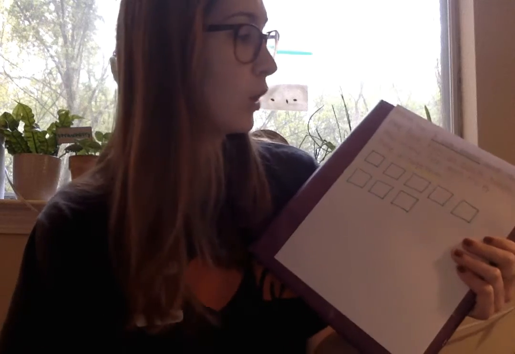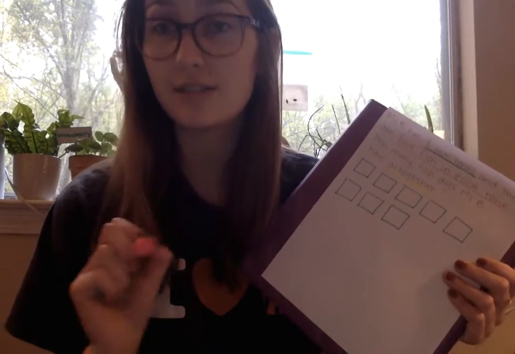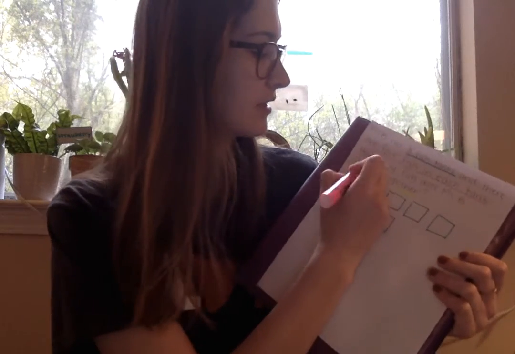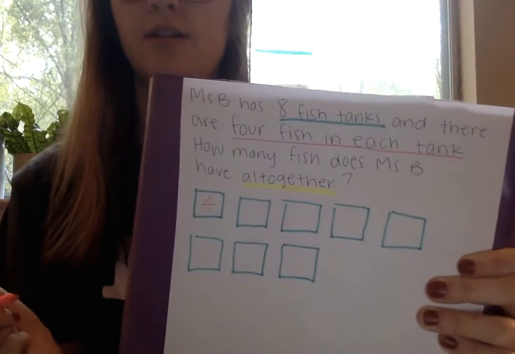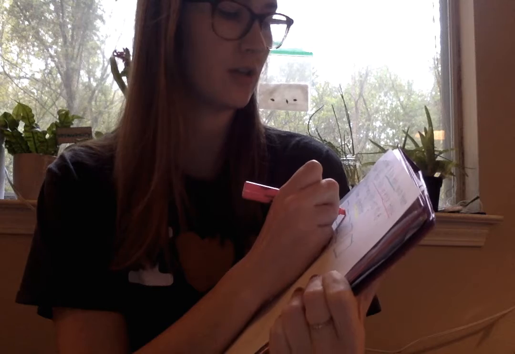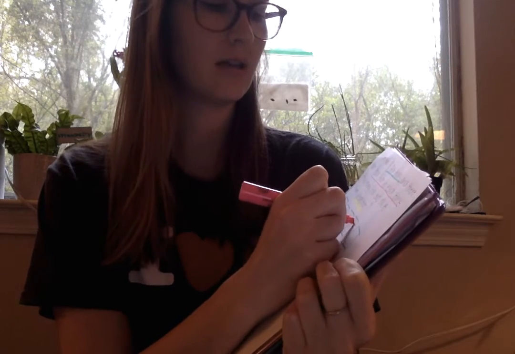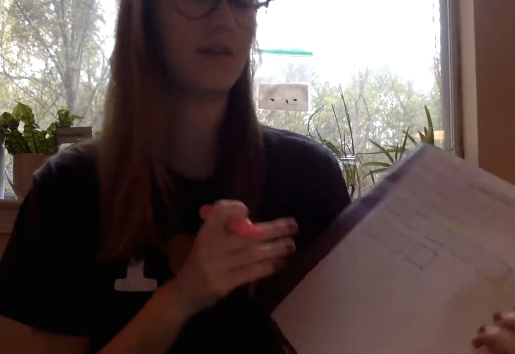Now you can draw all of the fish in each tank if you want to. I'm going to write the number 4 in each fish tank just to make it a little faster, but if you want to draw out every single fish, go for it. So in this fish tank there are 4 fish, and I'm going to write the number 4 in each fish tank. It's very important in our story to remember that every fish tank has the same number of fish.